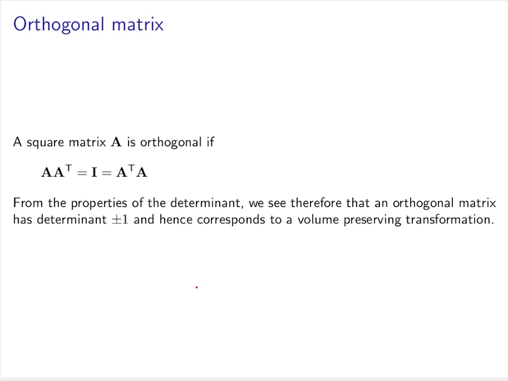Another word that tries to describe a matrix is the idea of orthogonality. A square matrix A is called orthogonal if its transpose is its inverse.